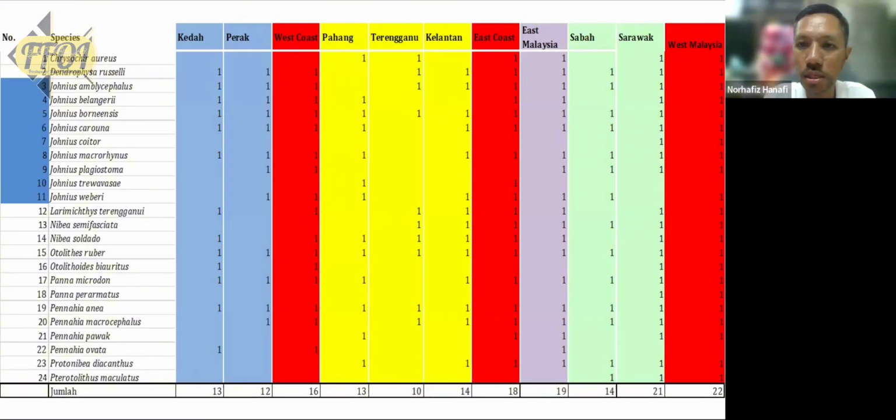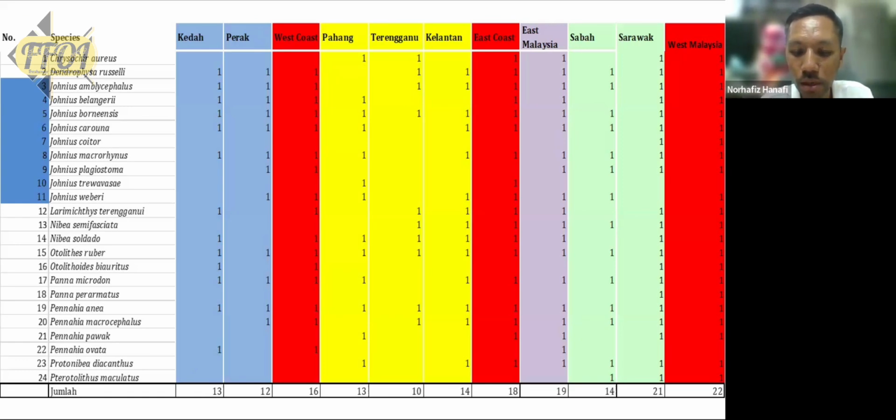So you can see in East Malaysia and West Malaysia, we have 19 species and 22 species. Combining all of the species reaches 30 species in Malaysian waters. This is very important information I'm sharing: the diversity in Malaysia is quite high.